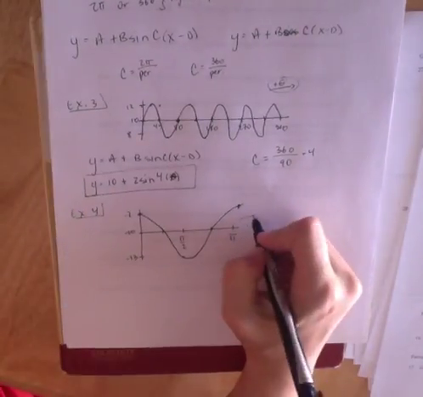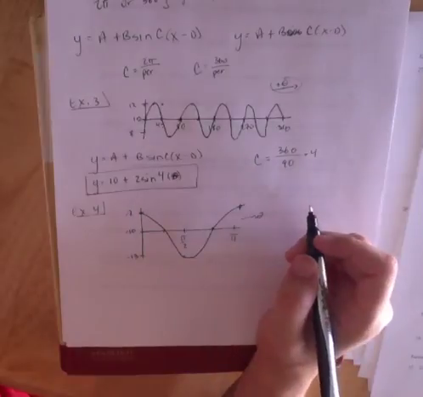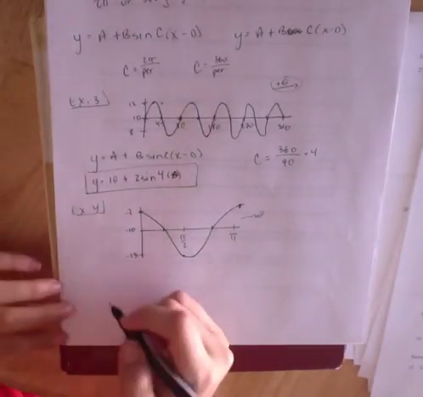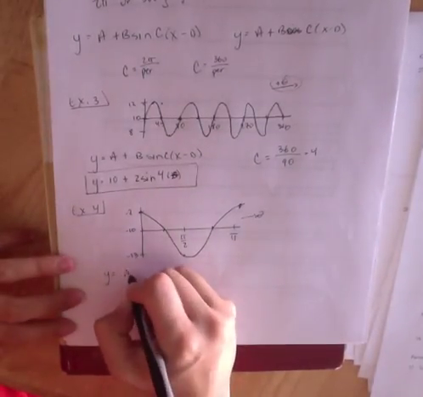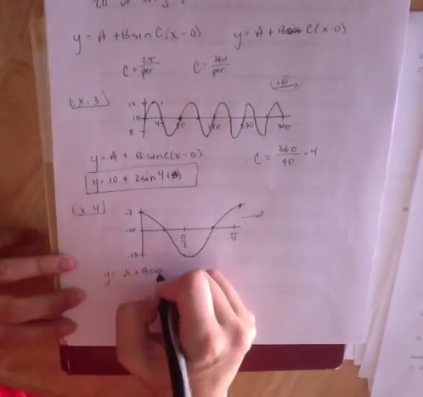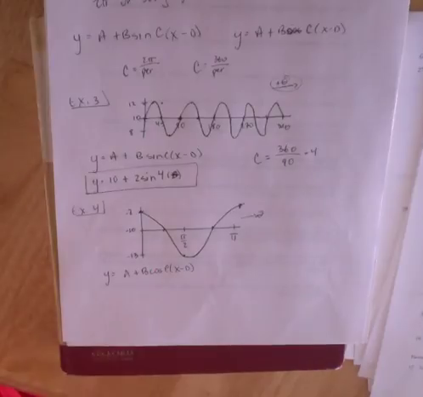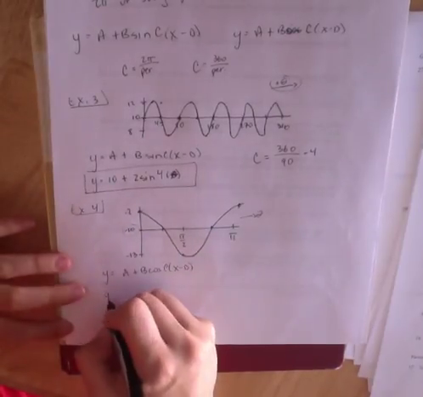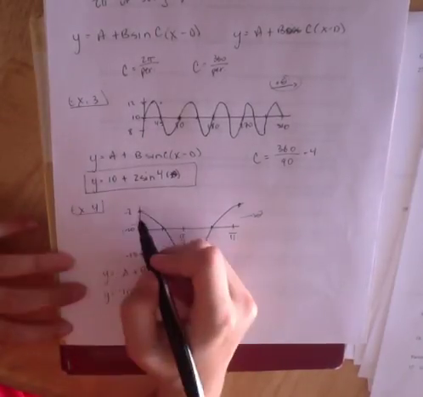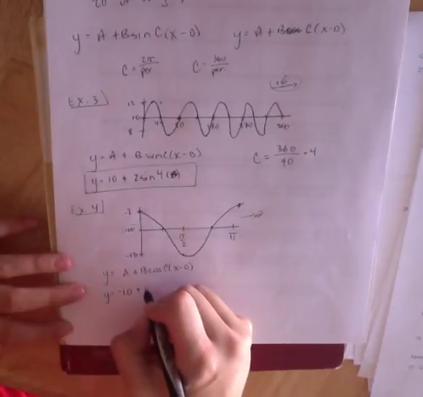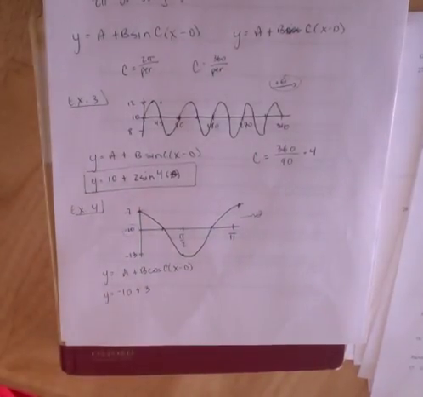Okay, and again we're using theta. So this graph, let's write as a cosine. So y equals a plus b cosine of c times x minus d. Okay, we see our center line is negative 10, so we have negative 10 plus. My max is negative 7, which means that the distance between negative 7 and negative 10 is 3, so my amplitude is 3.